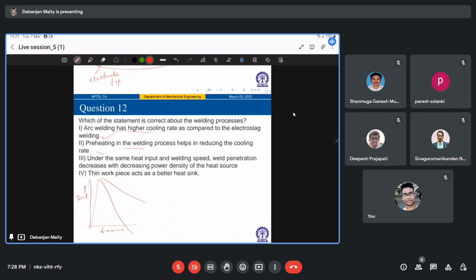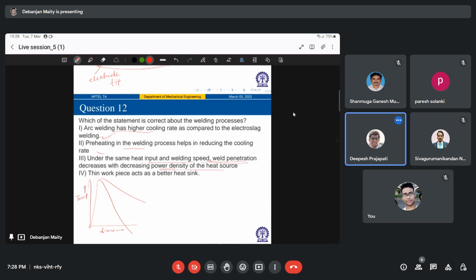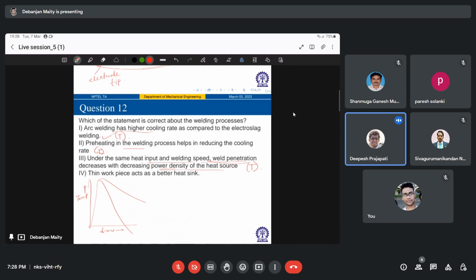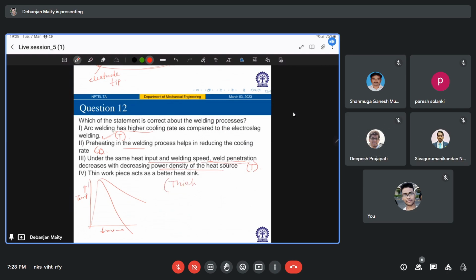And then under the same heat input and welding speed, weld penetration decreases with decreasing power density of the heat source. True. That is also true. And then which one will be the better heat sink, thin workpiece or thick? Thick one will be better. So a thick workpiece acts as a better heat sink.